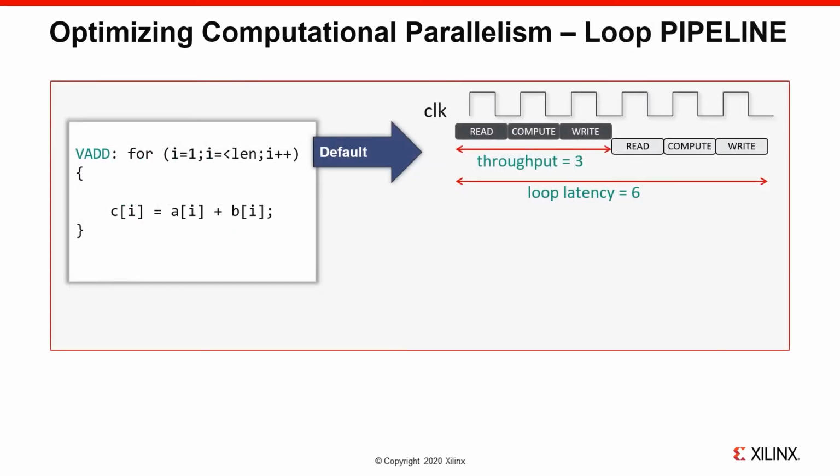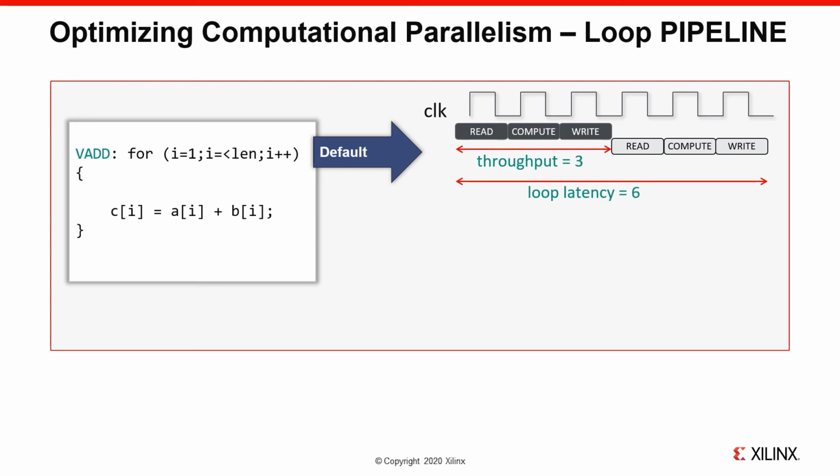Another method of improving efficiency is through the pipelining of loops. By default, every iteration of a loop only starts when the previous iteration has finished. In the example shown here, a single iteration of the loop adds 2 variables and stores the result in a 3rd variable. Assume that in hardware, 1 iteration of this loop takes 3 clock cycles. Each operation, read, add, and write, takes 1 cycle.